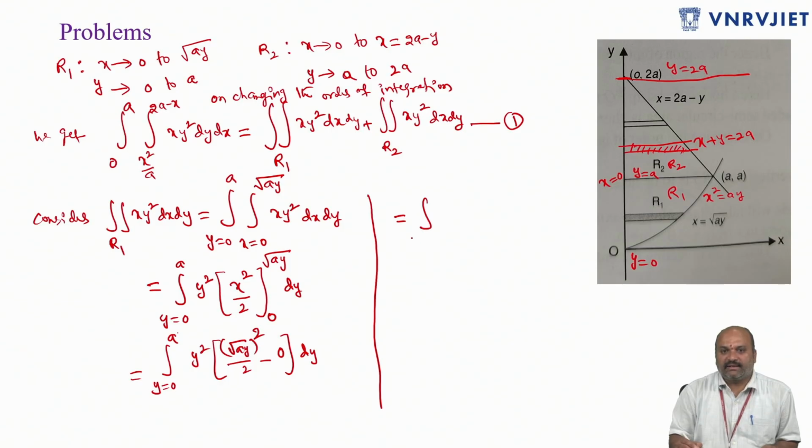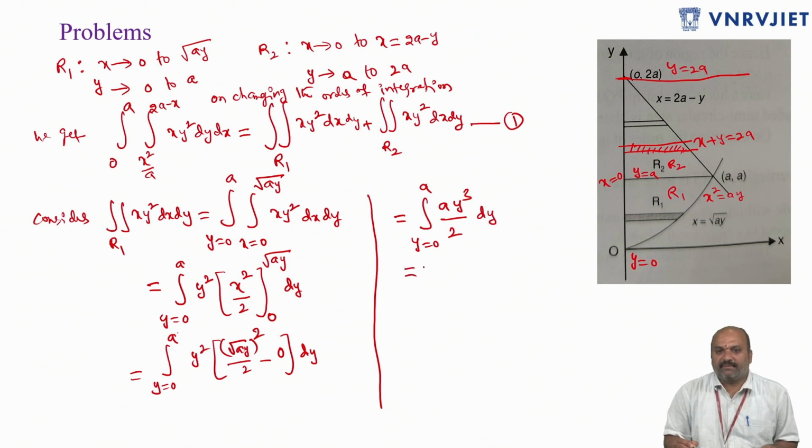This is now integral y varies from 0 to a. Root over ay whole square is ay. So it is a y into y square, y cube divided by 2, dy. Now this a is constant and 2 is constant, which can be written outside of the integral. Integrating with respect to y, integral y cube dy means y to the power of 4 divided by 4. Upper limit is a, lower limit is 0.